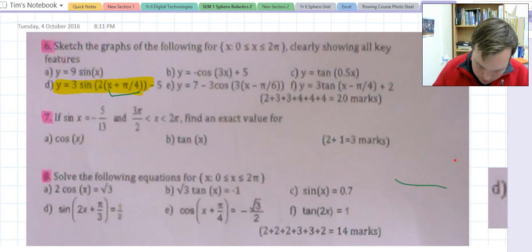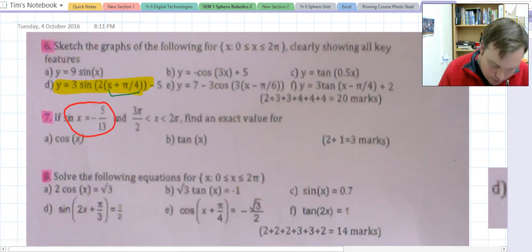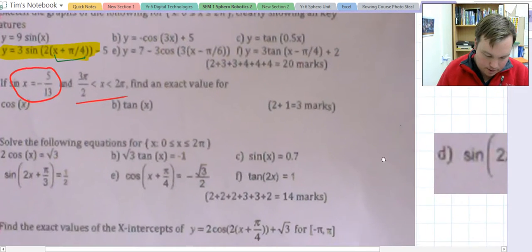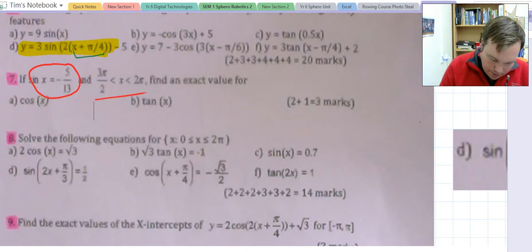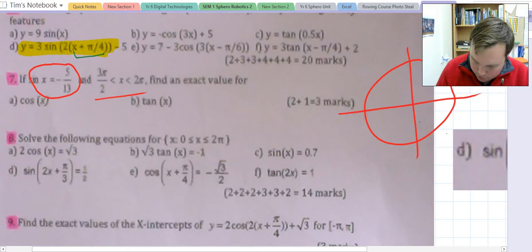Alright, question 7. Question 7 is a good one. So question 7, it's given us here that sine x is equal to minus 5 on 13 for x between 3 pi on 2 and 2 pi. For this, we once again are thinking of a unit circle, and we're in the 4th quadrant.